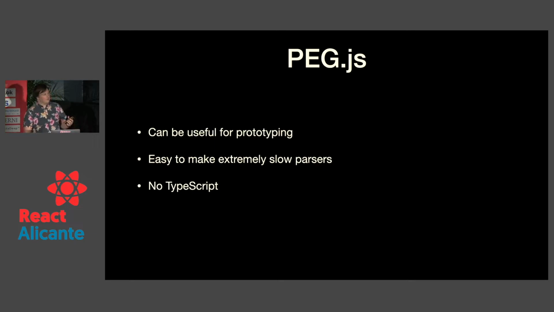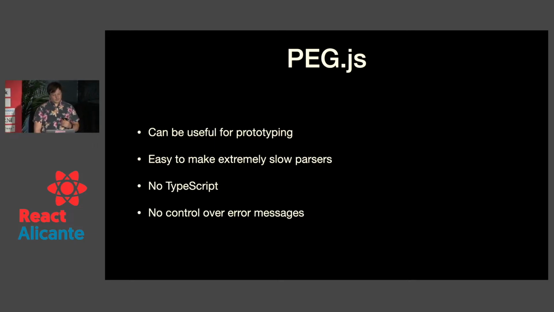You also get no TypeScript. You get no types for the resulting AST if you build it using a parsing expression grammar. And you have little to no control over error messages. There are ways to customize the error messages, but it's very limited and very difficult. So sometimes you'll get good errors out of a parsing expression grammar. Sometimes you'll get error messages that make absolutely no sense.